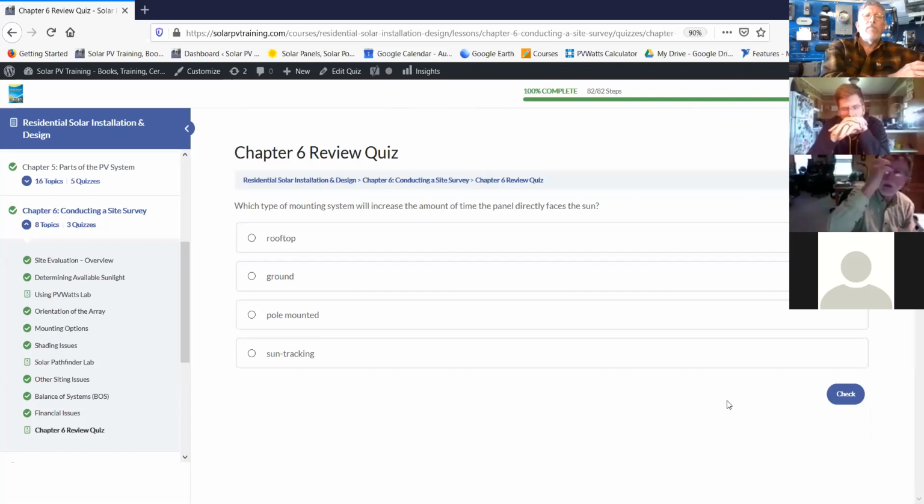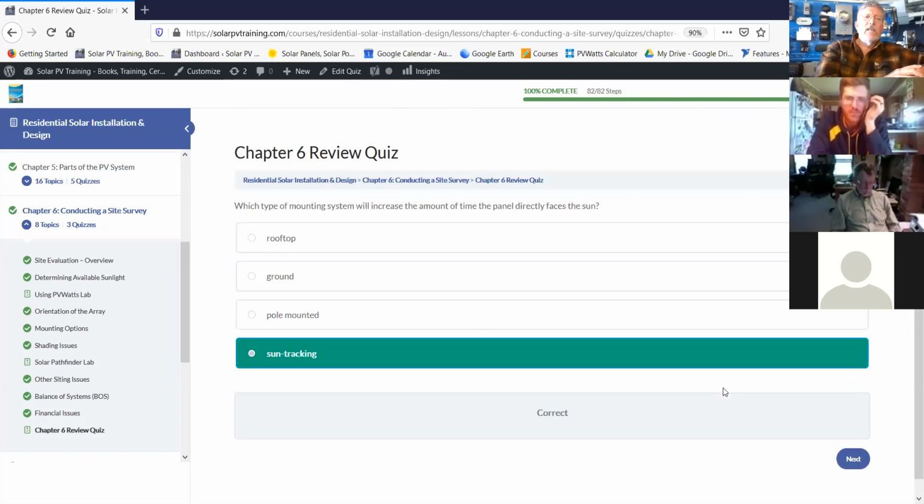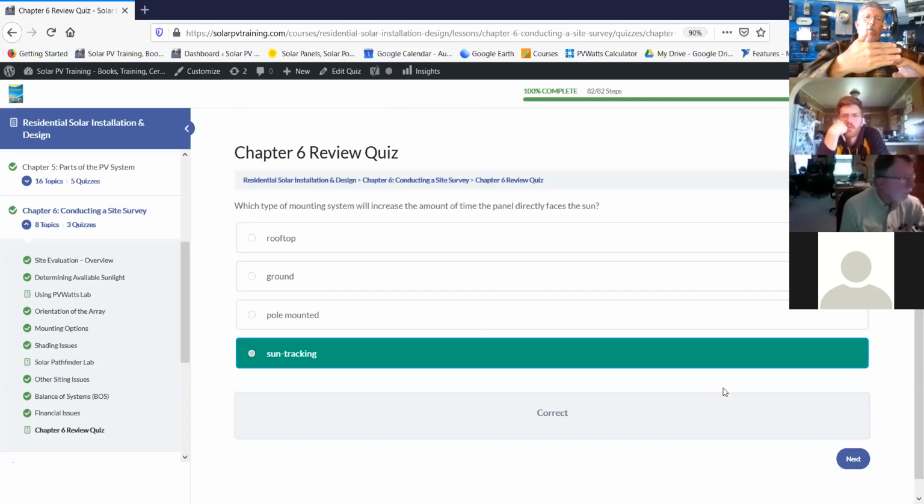All right, which type of mounting system will increase the amount of time a panel directly faces the sun? Sun tracking. Yeah, sun tracking. And sun tracking systems can either be single axis tracking. So that could be like tracking on azimuth, like the unit that I was just explaining to you, that faces east in the morning, west in the evening. Or they could be seasonally tracking so that they're more vertical in the winter, less vertical in the summer.